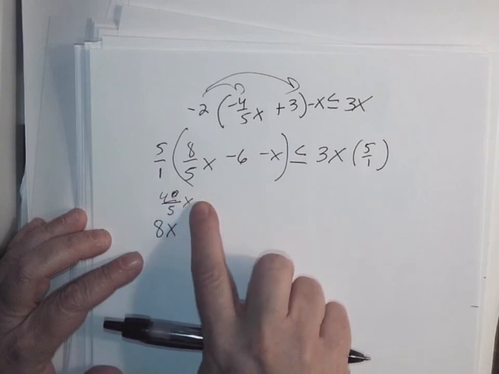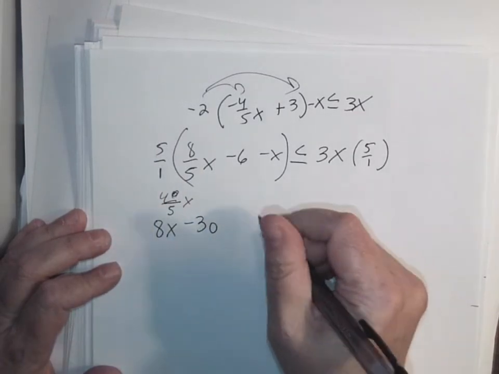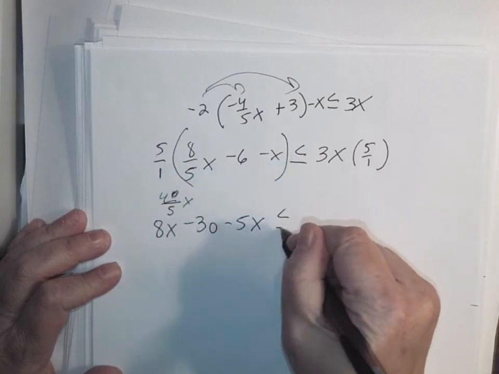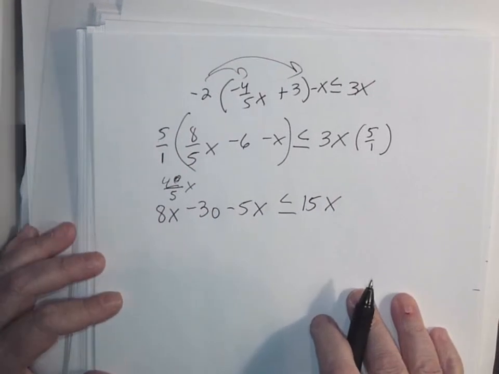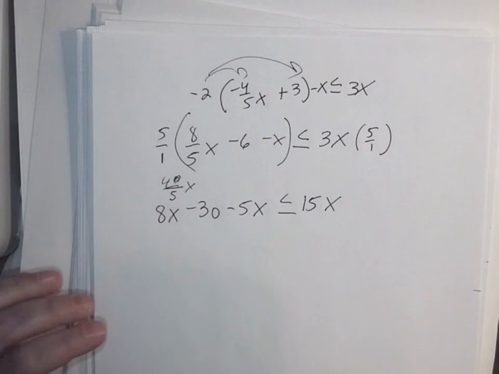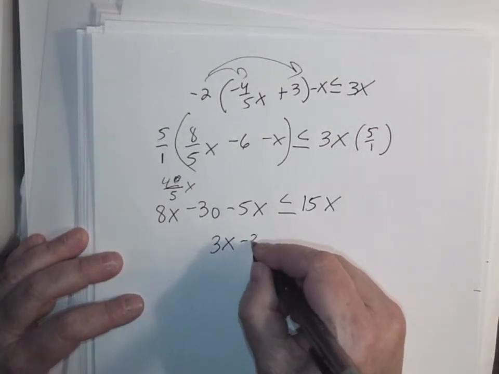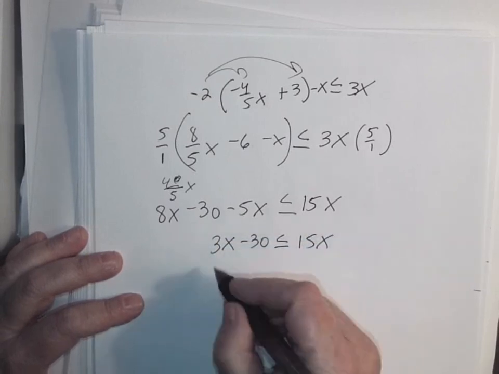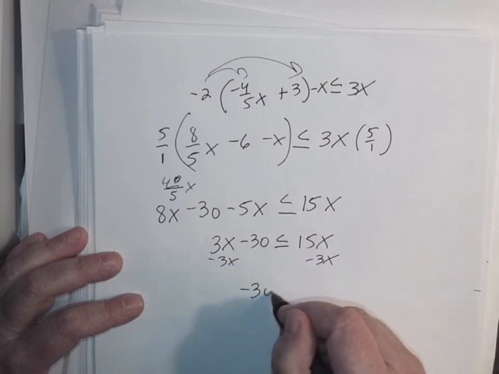This becomes a minus 30. This becomes a minus 5x as I'm multiplying that 5 all the way through. This becomes 15x on this side. Once I get that like that, it's so much easier to combine the information. So you can see that this side is 3x minus 30 is less than or equal to 15x. I'm going to add a negative 3x to both sides so I can get a negative 30 is less than or equal to 12x.